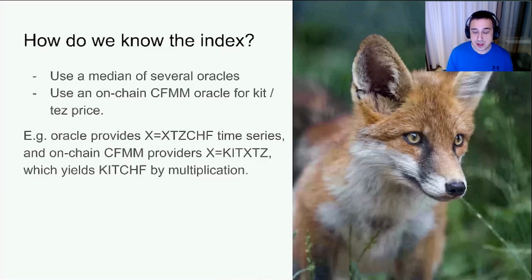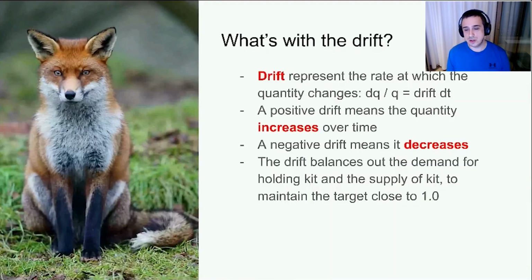So what's with the drift? The drift represents the rate at which the quantity changes. It's a geometric change: dq, the infinitesimal change in the quantity, divided by q is drift times dt. So the drift might be 5% a year, for example. And if the drift is 5% a year, then on average every year, the quantity is going to increase by 5%. Of course, it's not applied once a year. It's applied every second. But annualized, it might be 5%, or 2%, or minus 3%.